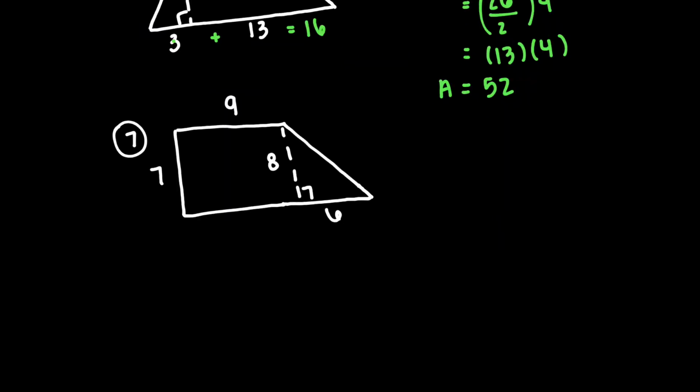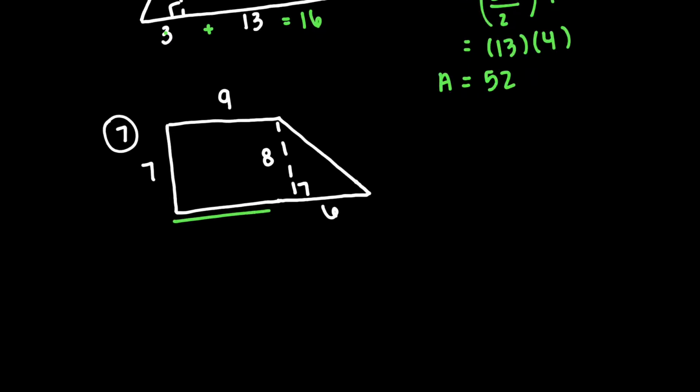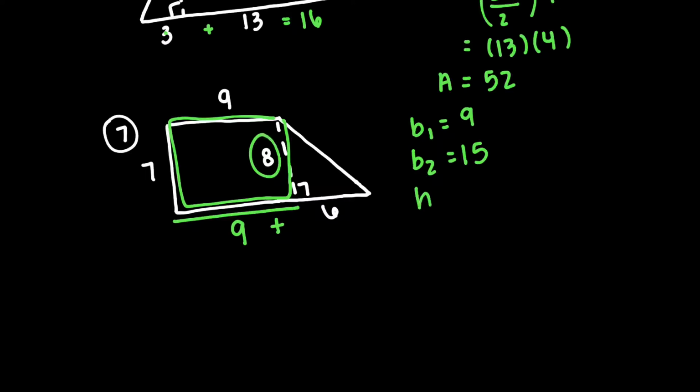Number 7 is still a trapezoid, but it does have a couple more issues with it. When I look, I'm missing part of my base. But this right here is a rectangle. So if this top part is 9, I know the bottom part is 9. So my base 1 here is 9. My base 2, I take 9 plus 6, and that gives me 15. And my height is already labeled there as 8.